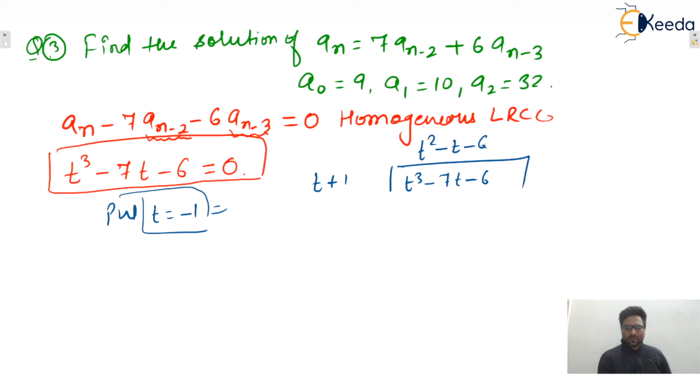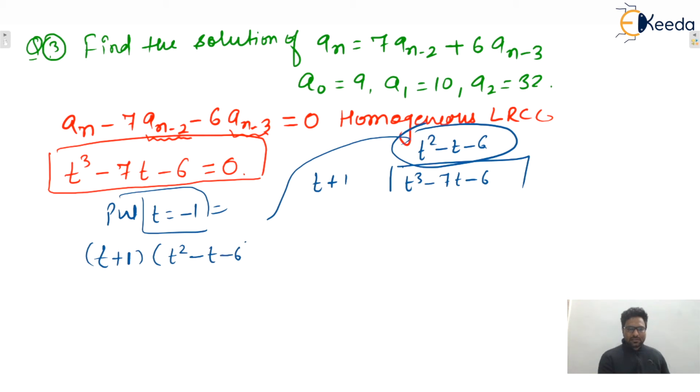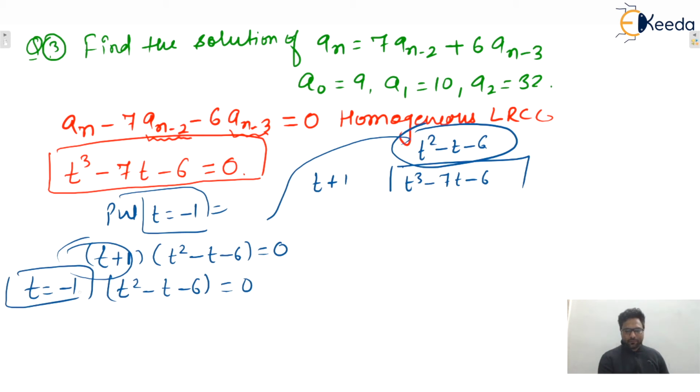Everybody knows about the division, so we can say that that will be the quotient, and that will be the other factor. So we can write it like this: t plus 1 into t square minus t minus 6 equals 0. So after multiplication it becomes t cube minus 7t minus 6. Either it is 0 or t plus 1 equals 0. So from here we get t equals minus 1, which we already got. Yes or no? Already we got this one.